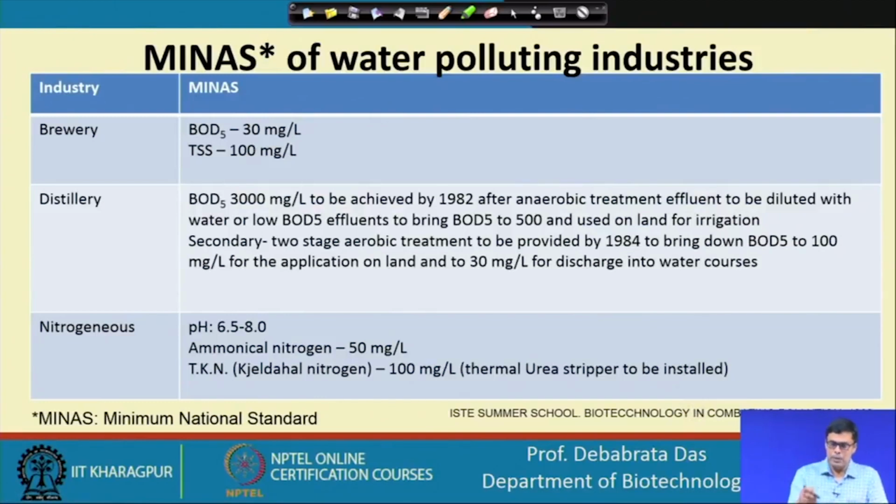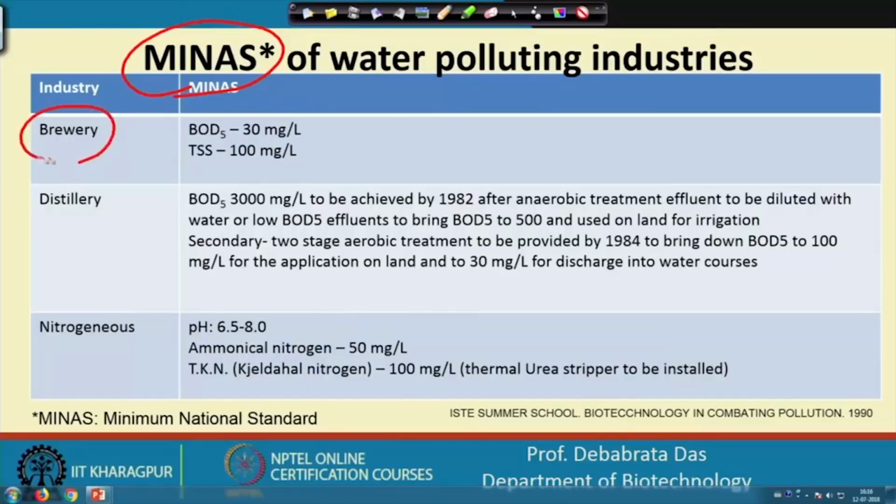Now, this is the minimum national standard, which is imposed by our Central Pollution Control Board. They determine what the disposal standard should be for the effluent produced by different industries. For example, the brewing industry: whatever effluent they produce should have BOD5 of 30 milligram per liter, and total suspended solids of 100 milligram per liter.